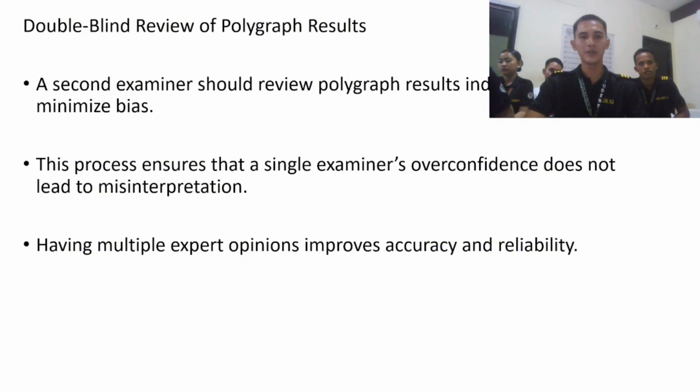Double-blind review of polygraph results. A second examiner should review polygraph results independently to minimize bias. This process ensures that a single examiner's overconfidence does not lead to misinterpretation. Having multiple expert opinions improves accuracy and reliability.